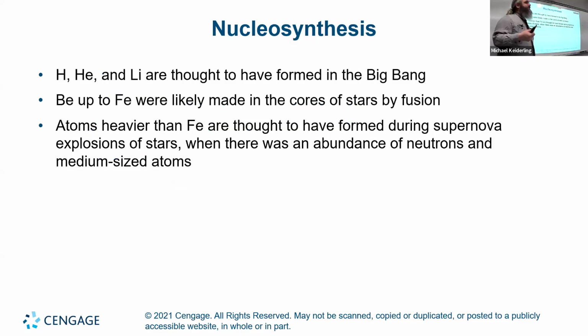Now, you could also slam small nuclei together and merge them. Hydrogen, helium, and lithium are thought to have been formed in the Big Bang. Beryllium up to iron were likely made in the cores of stars by fusion. And any atoms heavier than iron are thought to have formed during supernova explosions of stars, when there was an abundance of neutrons and medium-sized atoms flying about. Our best understanding of this is actually a bit more complicated than that, but I'm not going to go into that because this isn't an astronomy class.